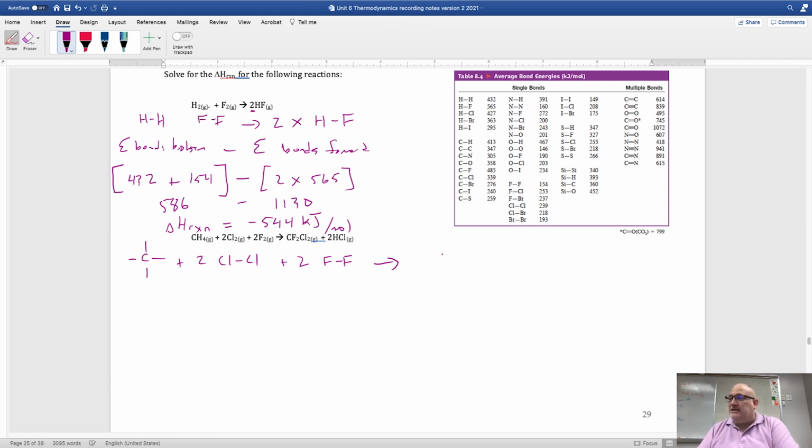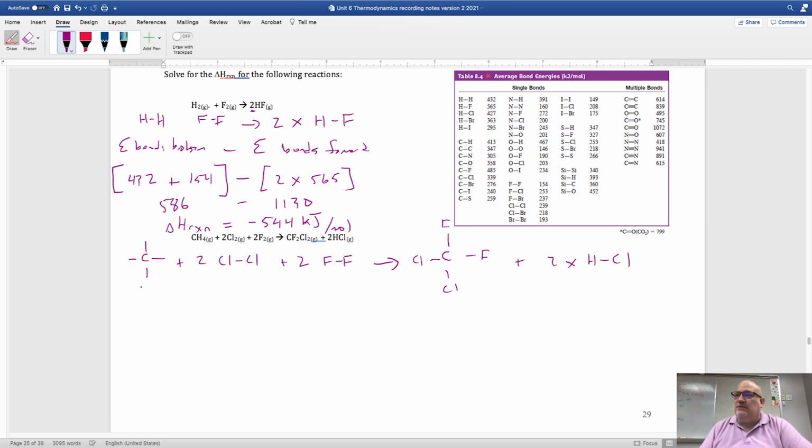On the product side, again, I'm going to have a carbon in the middle, and if you want to, it does help to do it this way. I have 2 fluorines attached, and I have 2 Cl's attached, and that kind of allows you to see what bonds you have between what things, and you can look at the table. And then we have 2 of these HCl's.